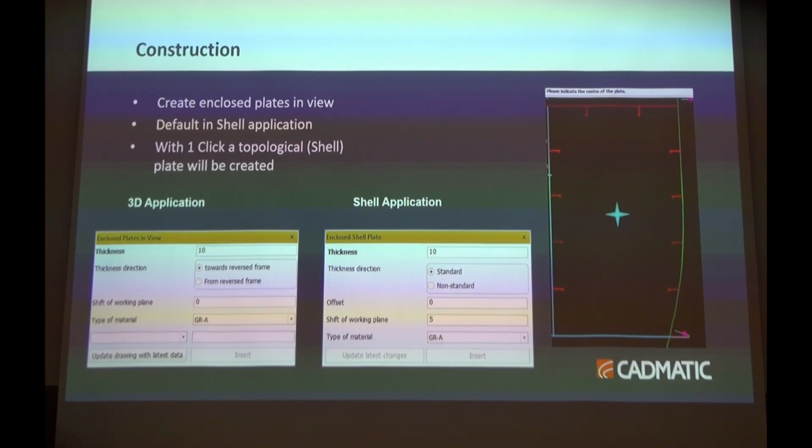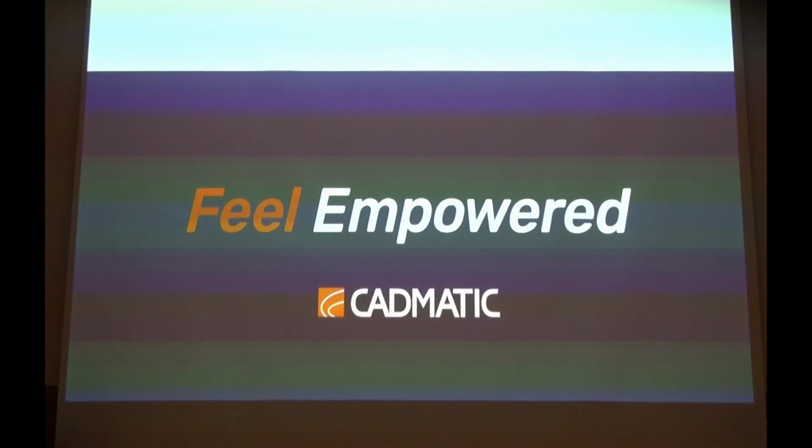On the left you see the input panel from the 3D application, on the right from the shell application. You only have to fill in the thickness, and like in the picture over there, you click somewhere in the middle of the area. It doesn't have to be really precise, just somewhere over there, and the plate will be created. And those were my highlights for CADMATIC Hull.